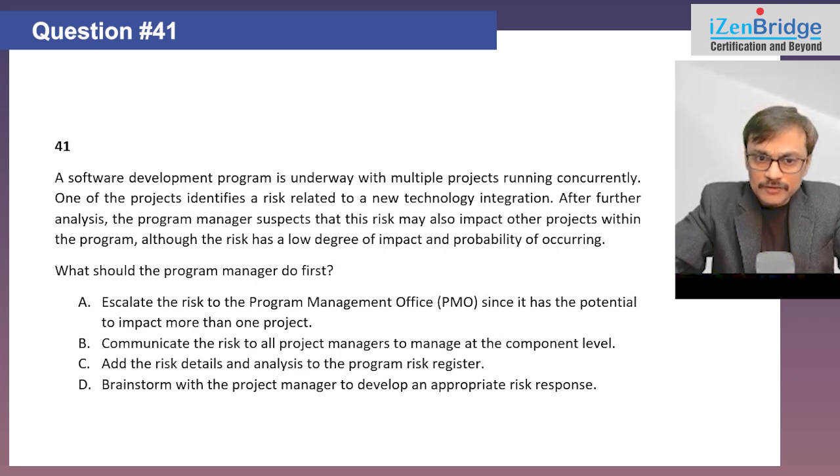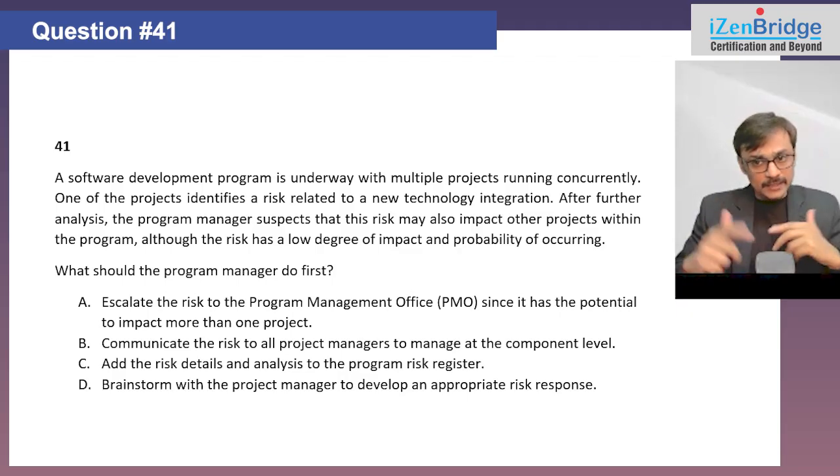Let's start with question number 41. A software development program is underway with multiple projects running concurrently. One of the projects identifies a risk related to a new technology integration. After further analysis, the program manager suspects that this risk may also impact other projects within the program, although the risk has a lower degree of impact and probability of occurring. What should the program manager do first?